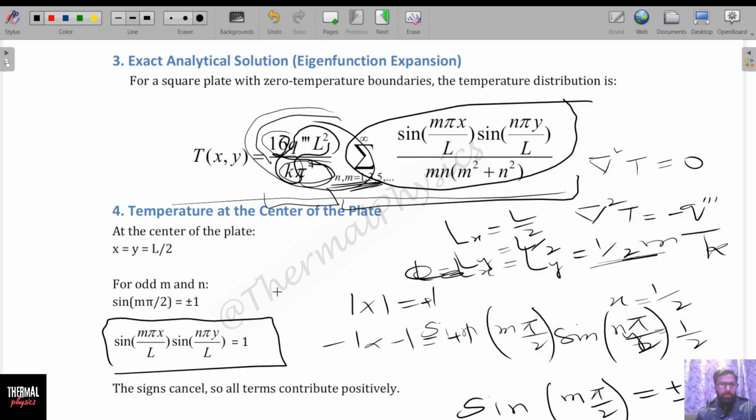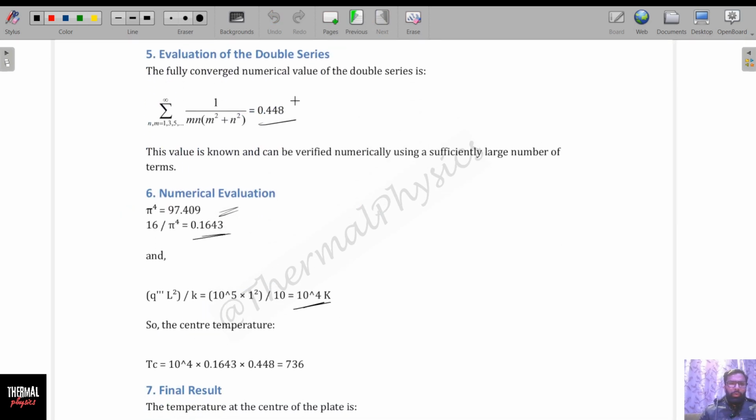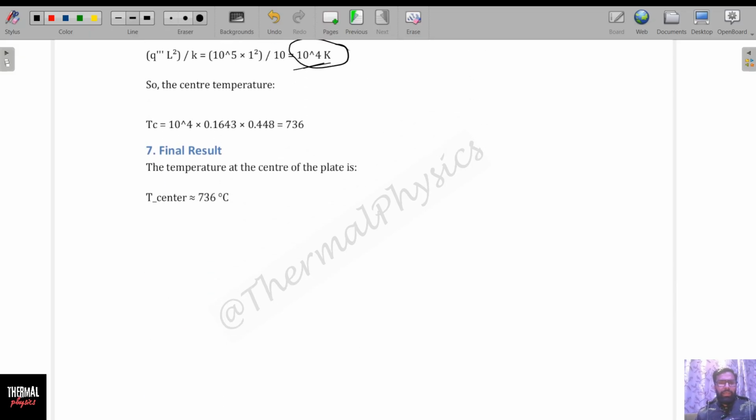We got three terms, and those three terms are these. This is the first term, this is the second term, 16 divided by pi power 4, and this is our third term. They are in multiplication with each other. So when we multiply these three terms like this, we get 736. So our center line temperature is 736 degrees Celsius for this problem.